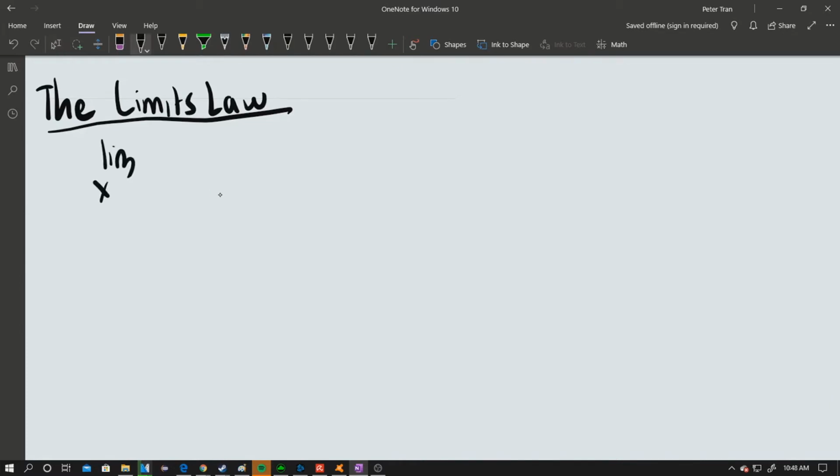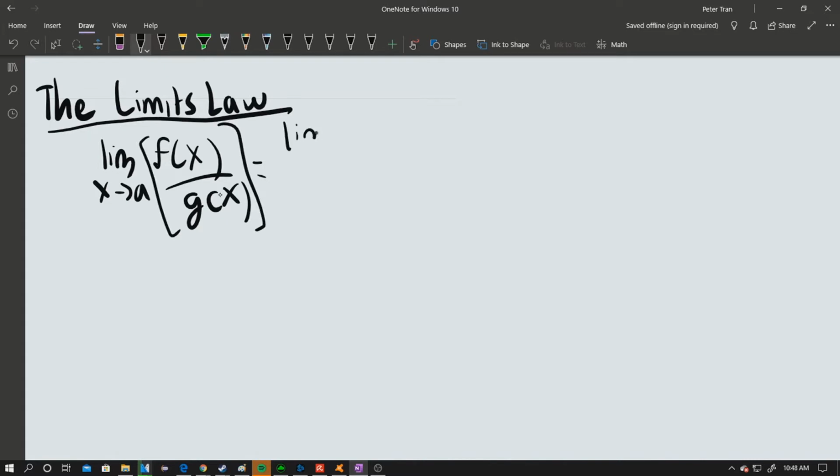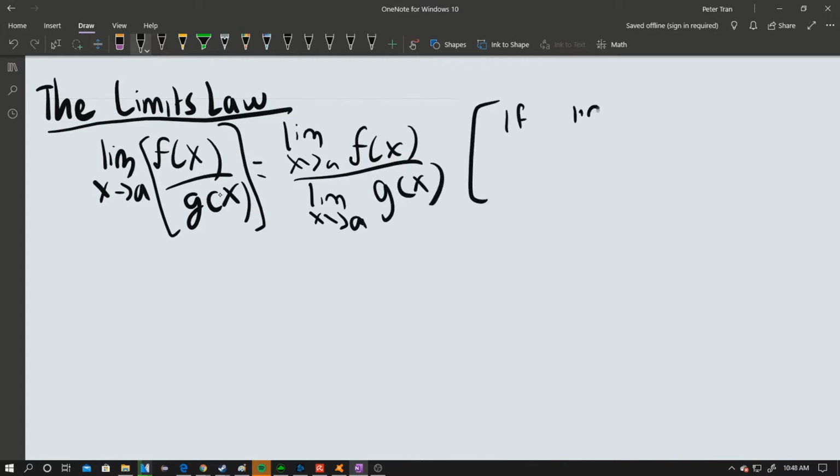Okay, so this is the fifth limit law. My tablet just keeps disconnecting, and this is the limit of the quotient. The limit of the quotient is equal to the quotient of the limits. You guys got the pattern. And this is if the limit of x approaching a of g of x is not equal to 0.